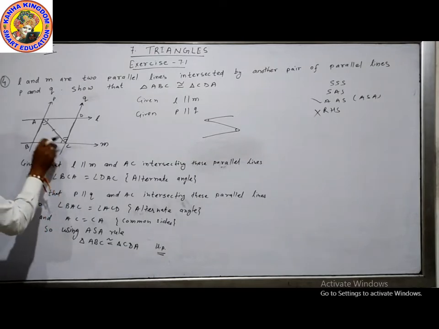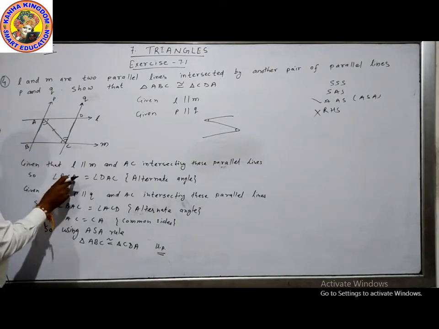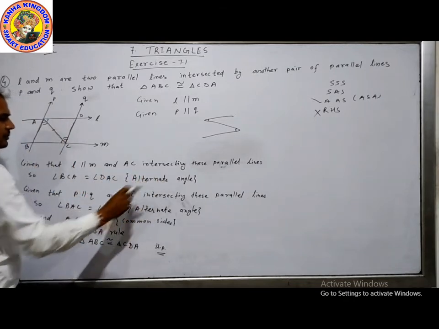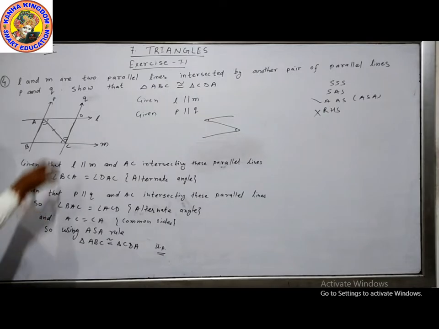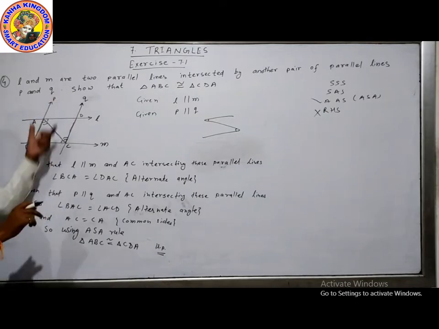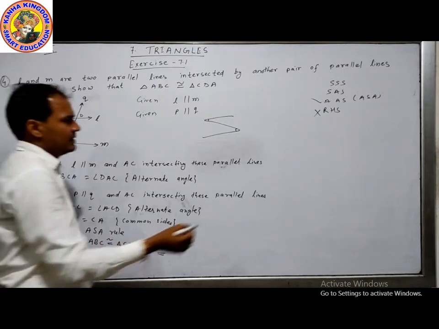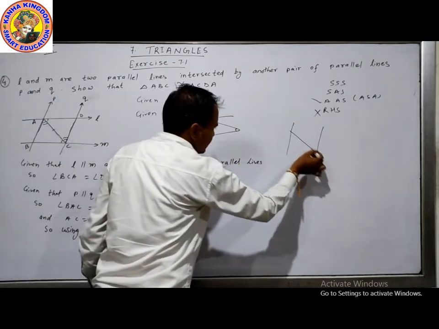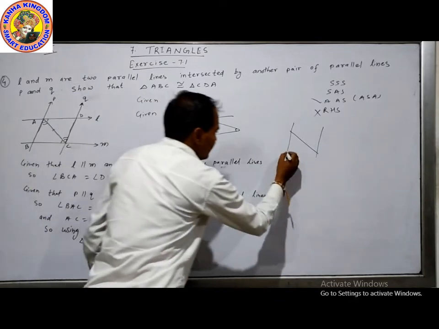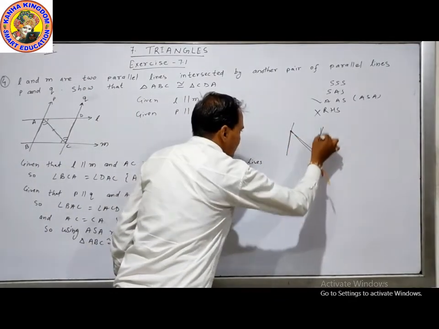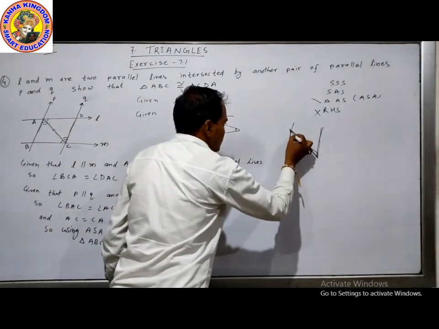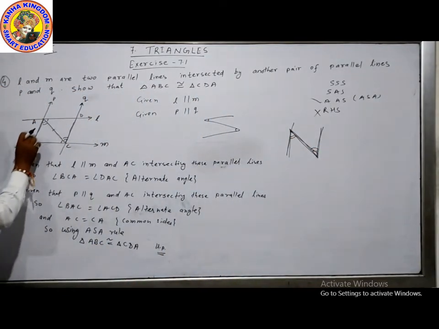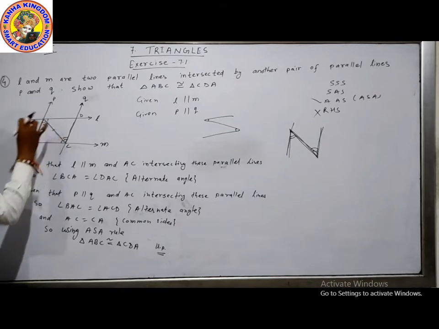So angle BAC and DAC are equal by alternate angles. When P and Q are parallel lines, there are two parallel lines, and AC intersects them, we can draw a Z from this side. So this angle and this angle will be equal.